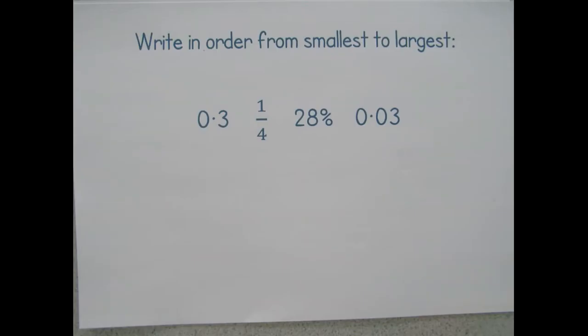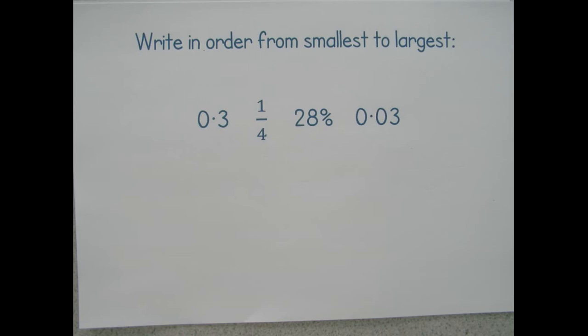Write in order from smallest to largest. Okay, so we need to put these in ascending order. In order to compare, we need to get them into one type of number, right? Now in this case, we've got a decimal, fraction, percentage, another decimal. So we need to ideally get them all as decimals, or all as fractions, or all as percentages.